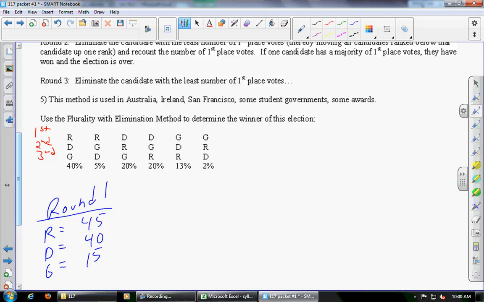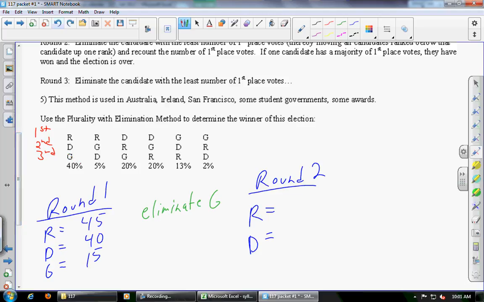So we eliminate. Who gets eliminated? G. So we eliminate G. And then we recount the votes. So now we're in round 2. We have only R and D. I think that's right. Let's cross some stuff off. So you can do this on the paper, you can do this on the test, but really it's okay to just cross off all the G's and then look at what you have.